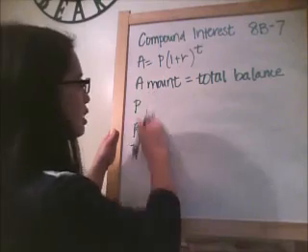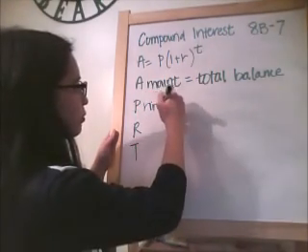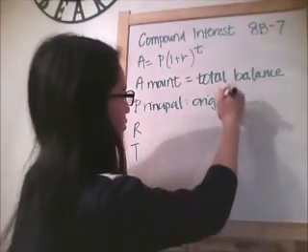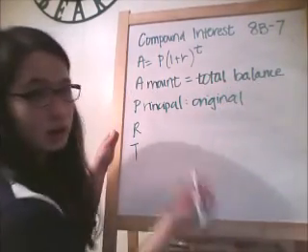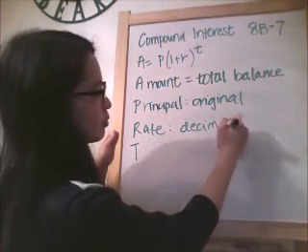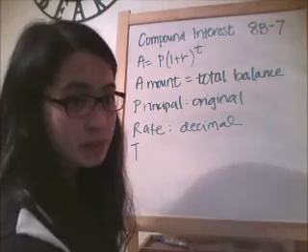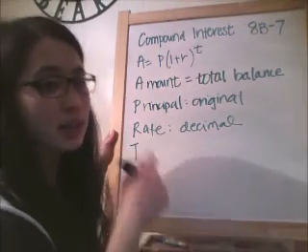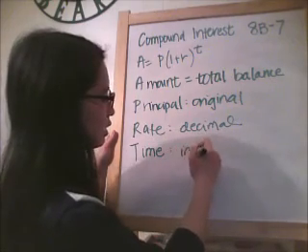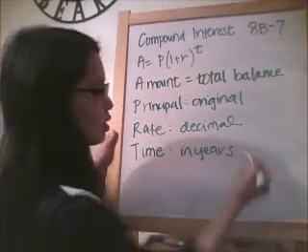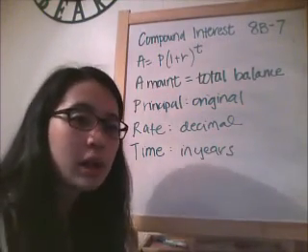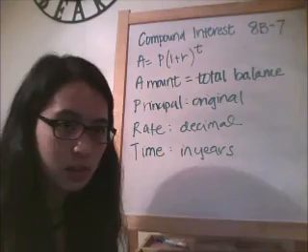P, same thing as before. P is principal, which is the original. R is the rate. Remember, it has to be a decimal. And you're converting from a percent by moving 2 places to the left. Review from yesterday. T, again, is time in years. So, P, R, T are all the same thing, but you're just doing different things with them.